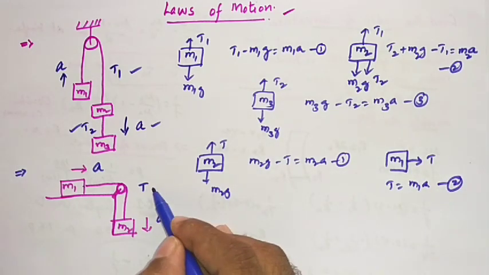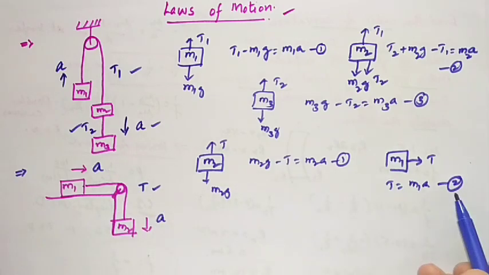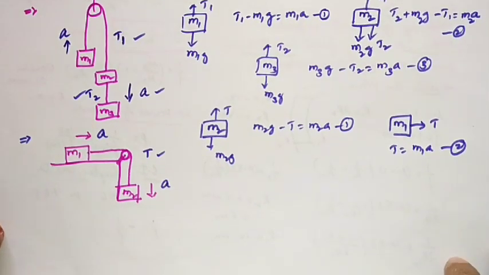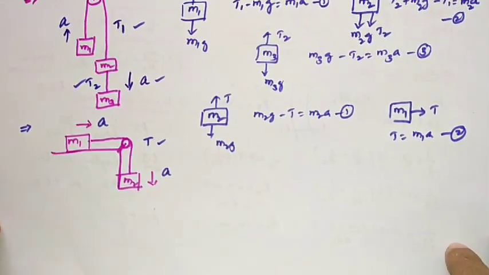How many unknowns are there? T and a. So how many equations do we have? 2. So that easily you can solve. Clear? Right. Now let us consider another situation.